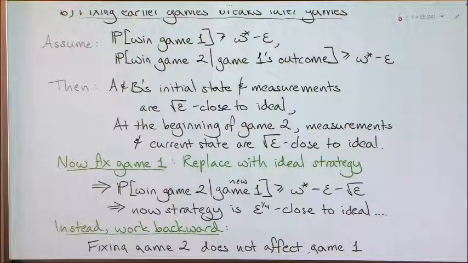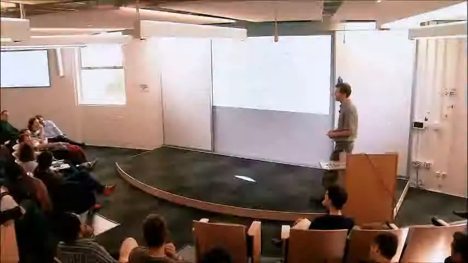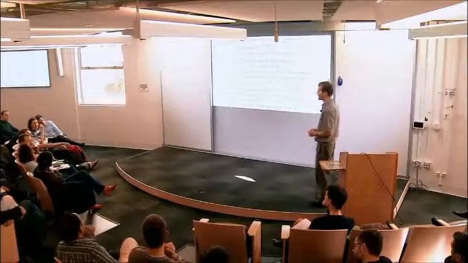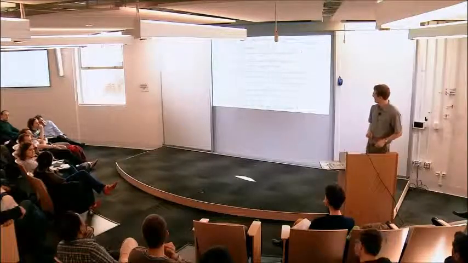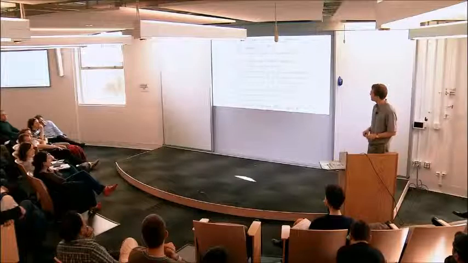And so now when you try to analyze the second game, you only get that the strategy is epsilon to the 1/4 close to ideal. Then when you fix that game, the beginning of the third game, it's only going to be epsilon to the 1/8 close to ideal. And so again, we have a terrible blow up in the error. So that would at least let you continue for log 1 over epsilon rounds. Yeah, something like that. So this isn't going to work.